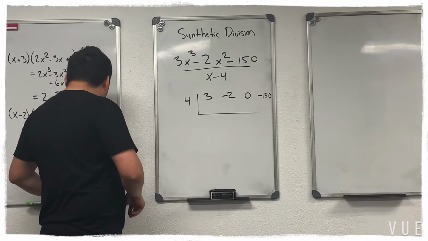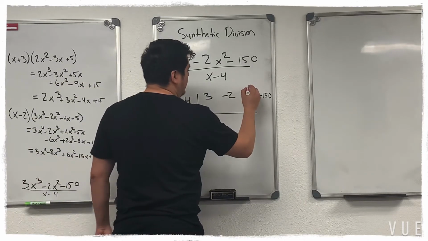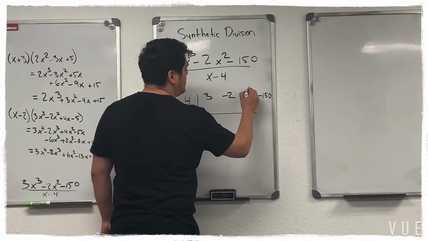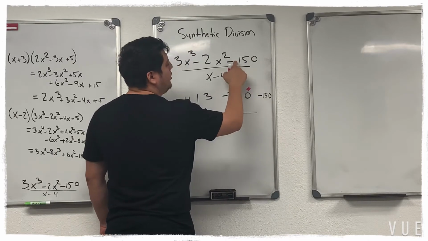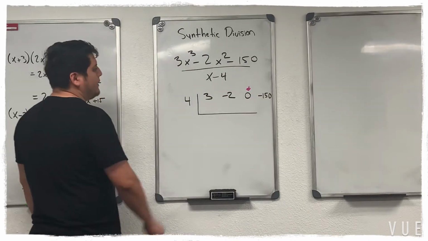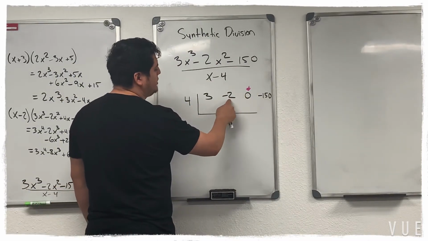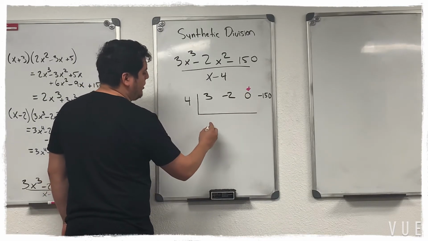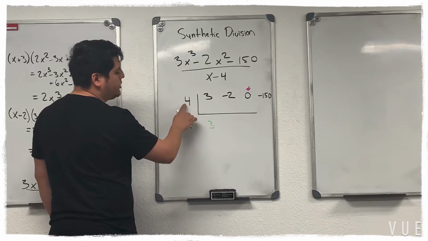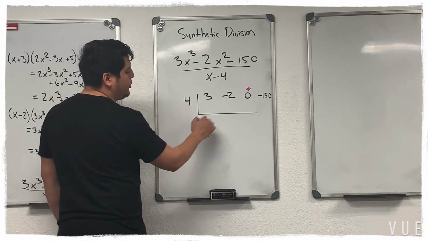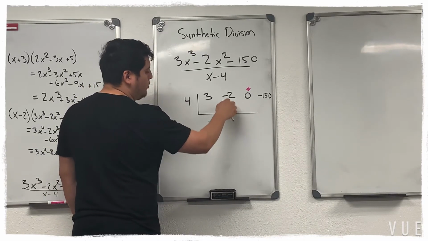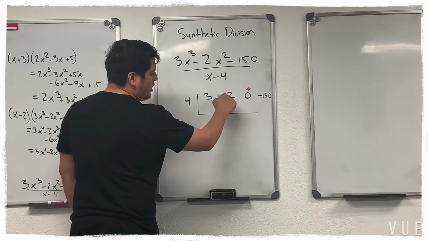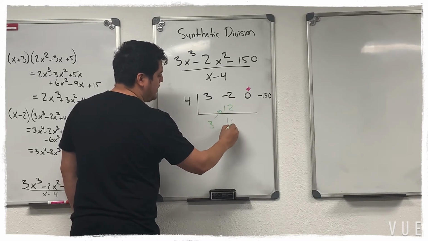I definitely want to caution you guys with this 0 right here. We're using it as a place holder because we don't have an x over here. If you're missing any of them, make sure you put a 0 for place holding. The first thing we do is drop down the 3, and we start the multiplication. 4 times 3 is 12. We're going to add these guys up to end up with 10.